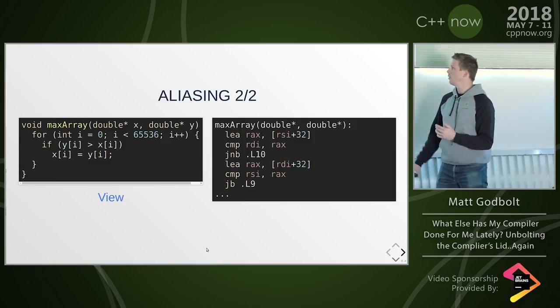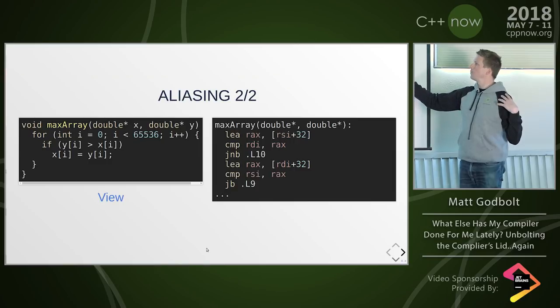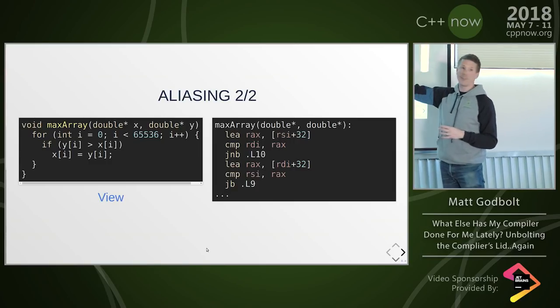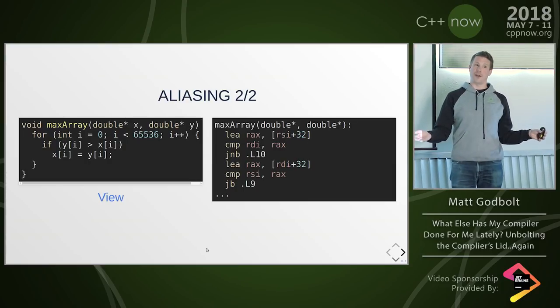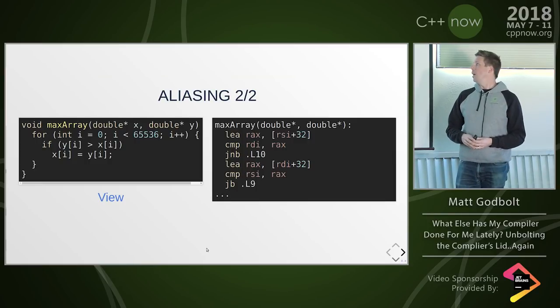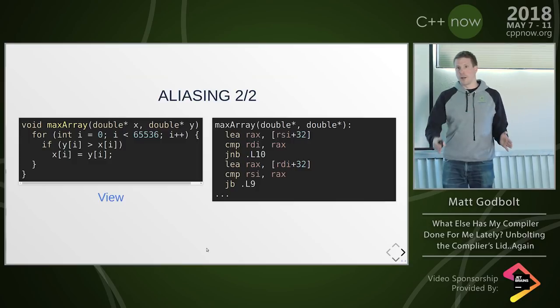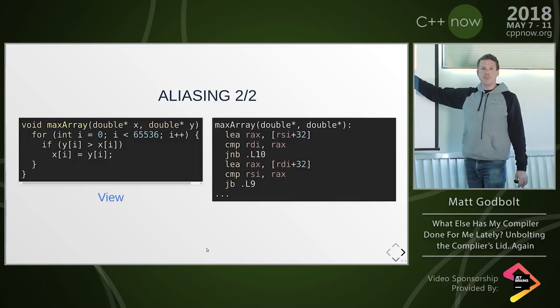Here is another, maybe somewhat more sensible, thing. And there's probably a missing const here as well, John, at least one of these things. But we are updating x in this case. What I'm doing is I'm saying, run through x and y. There's 65,000 doubles in x and y. And I'm saying, make the x1 the max of x and y in a very terrible way, on purpose, obviously. And if we look at the beginning of max array, we see this code.